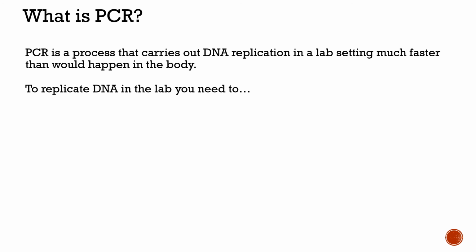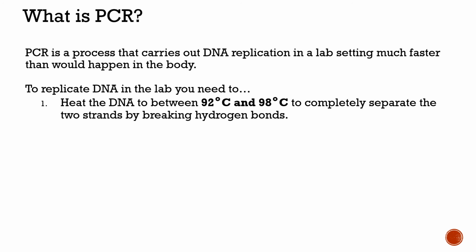So ultimately, what is PCR? Okay, so PCR is a process that carries out DNA replication in a lab setting much faster than it happens in the body. There are a variety of different steps we need to know about. So to replicate DNA in a lab, you would basically go through the following steps. First, we need to heat the DNA to between 92 and 98 degrees. This does the same job as DNA helicase, but instead of a continuous unzipping process, every single hydrogen bond just breaks down. So the entire two strands just separate immediately.